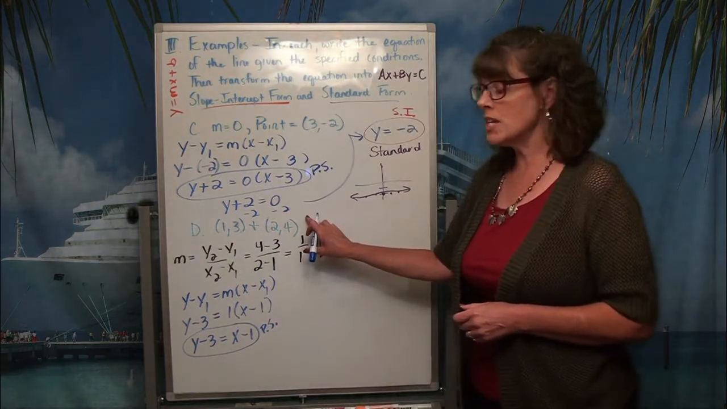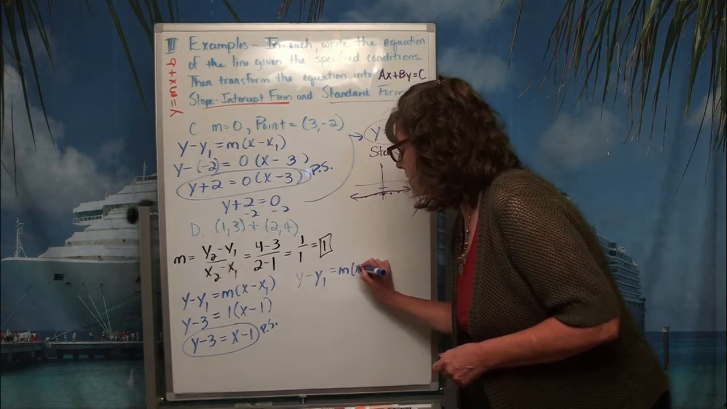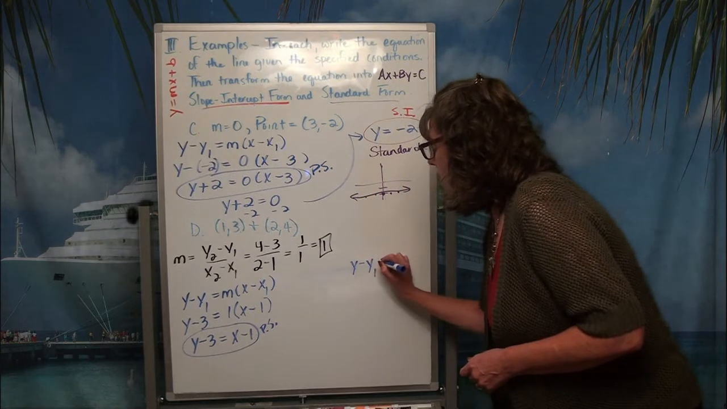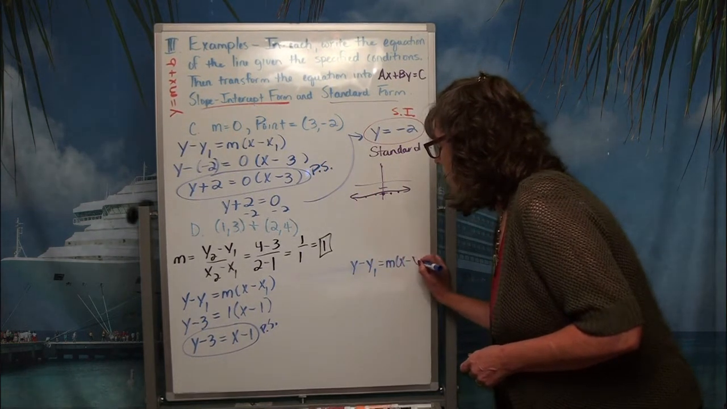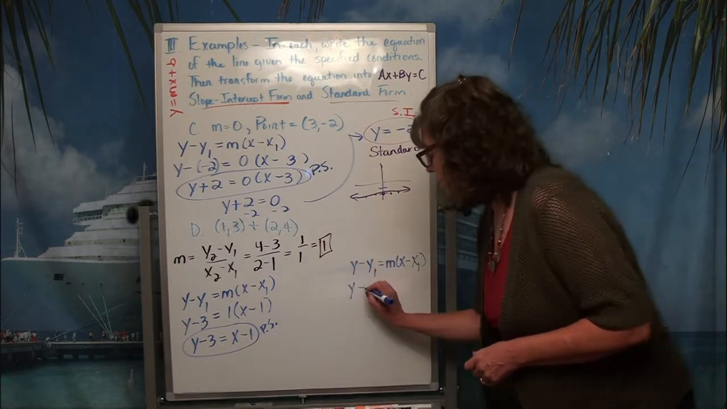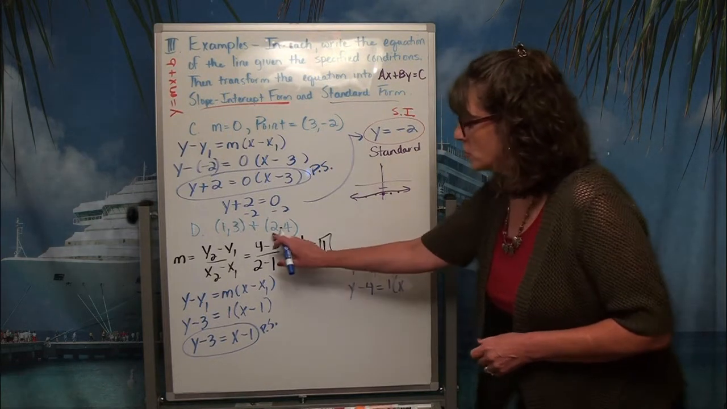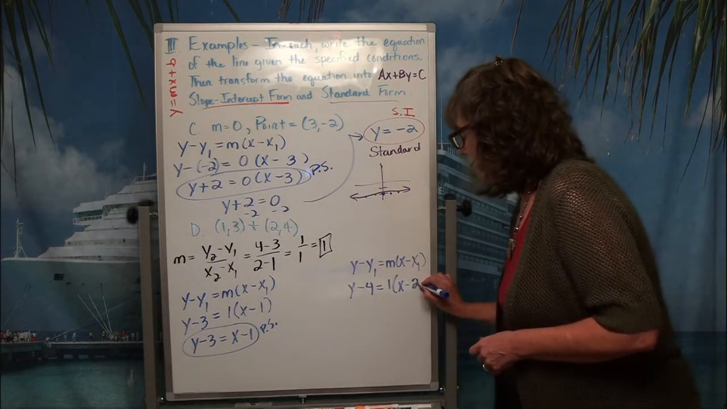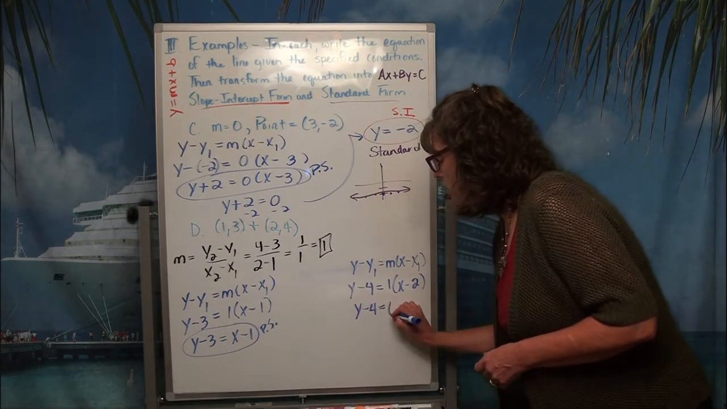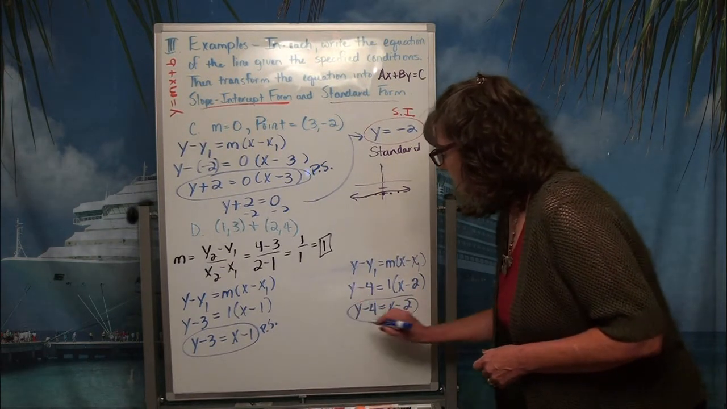However, if I choose this one, y minus y1 equals m times x minus, actually let me slide this over this way. Here we go, y minus y1 equals m times x minus x1. And if I choose the second point, the y-coordinate is going to be 4. My slope is still 1. And if I choose the second point, my x-coordinate is going to be 2. And once again, I don't need that 1 sitting there. So this is what I have. And this is my point slope.